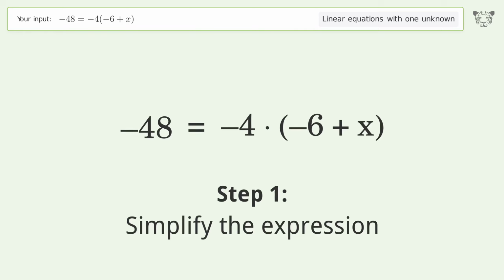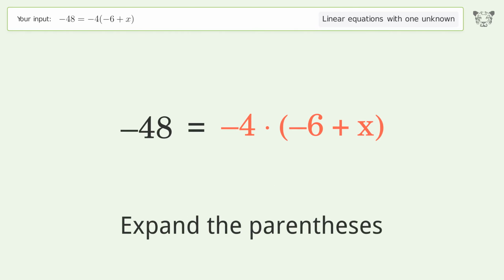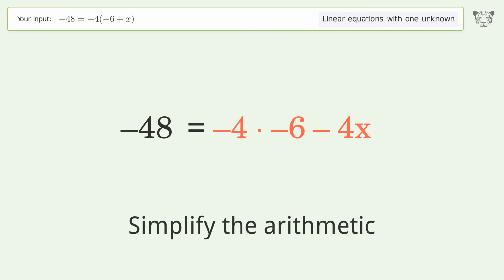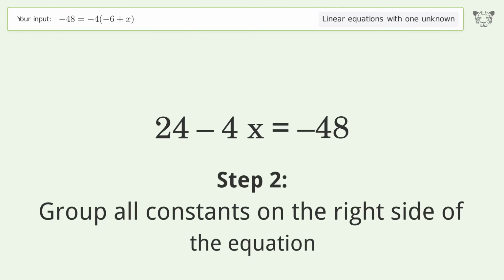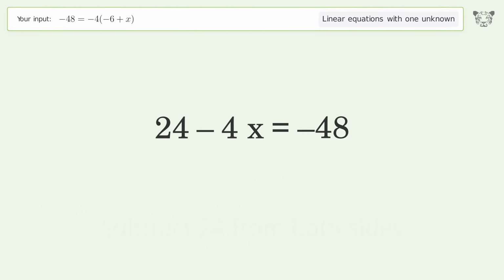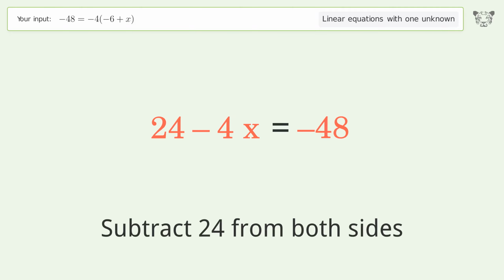Simplify the expression. Expand the parentheses. Simplify the arithmetic. Swap sides. Group all constants on the right side of the equation. Subtract 24 from both sides.